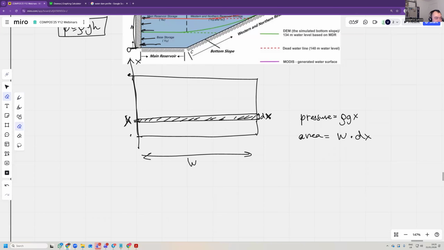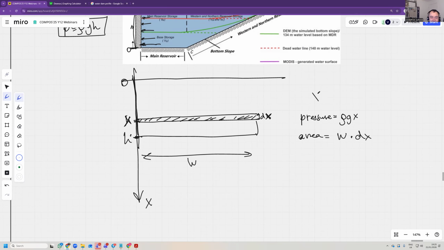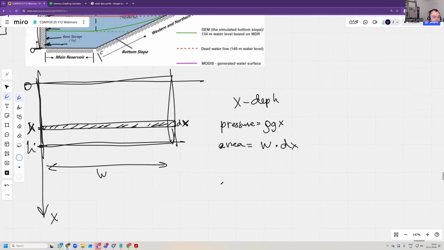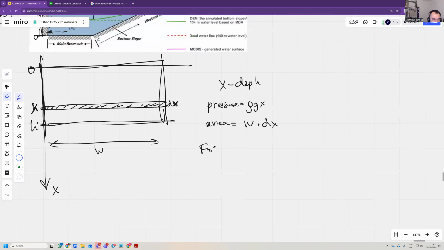Let's do it the other way around, of course. x is the depth. So we go down this x-axis. Sorry, and this is 0, and this is h. So x is depth. Pressure is rho gx. Yes, and area is still W times dx. Yes, so this is a wall. This is a dam. And then, okay. So now force is equal to pressure times area.